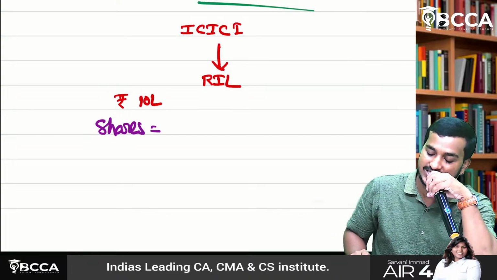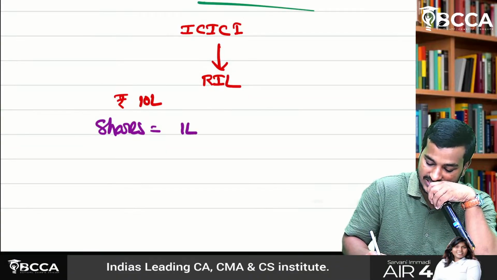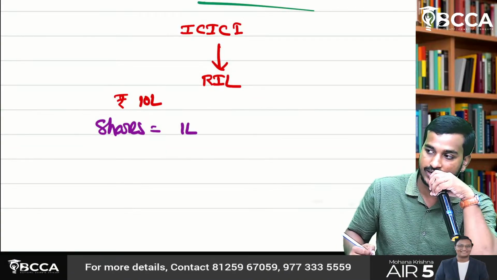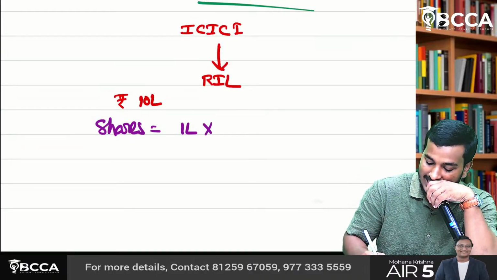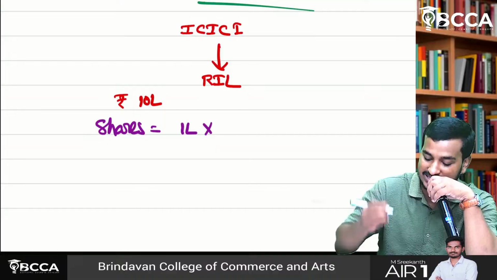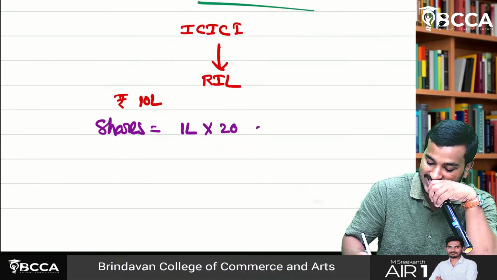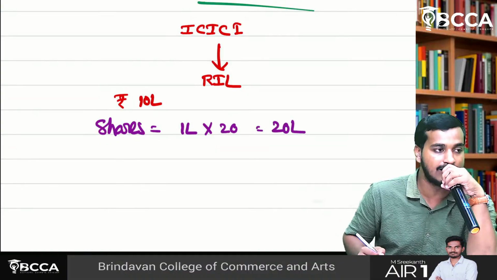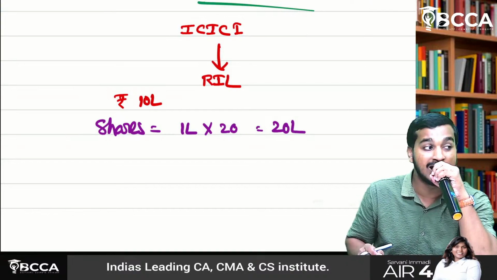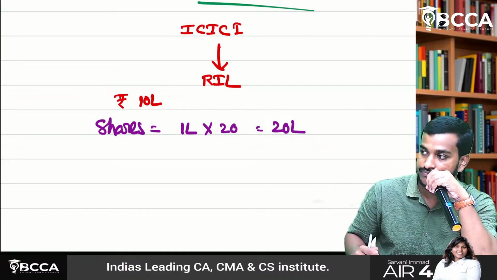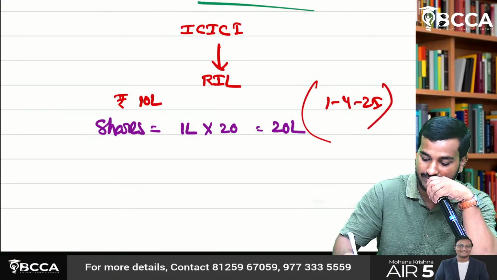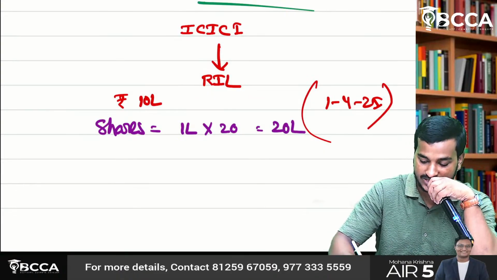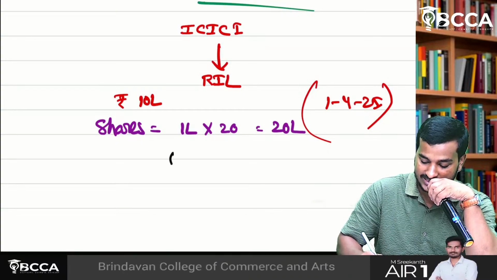Reliance company has given 1 lakh shares as security. At the time of taking the loan, each share value of Reliance company is 20 rupees. That means 20 lakh is the secured portion value at the time of taking the loan. For example, the date of loan is 1/4/25, with 10% interest.